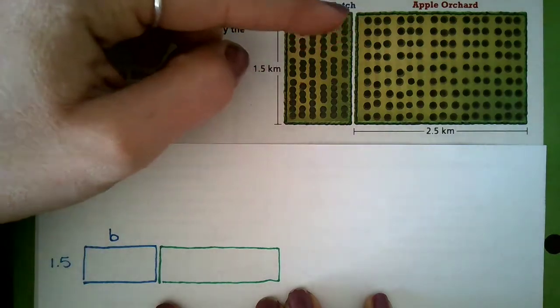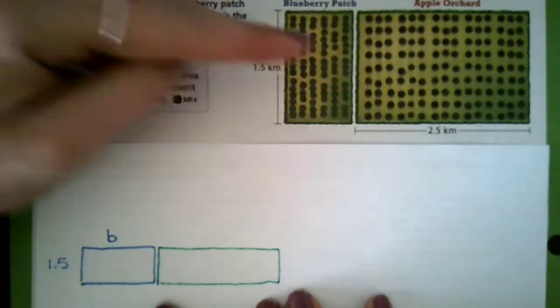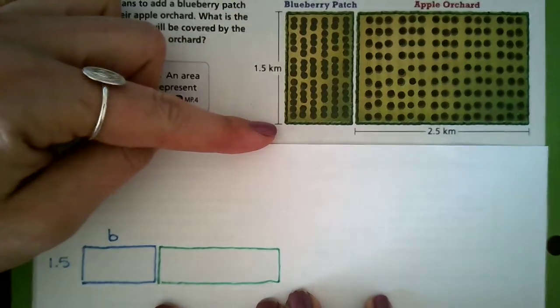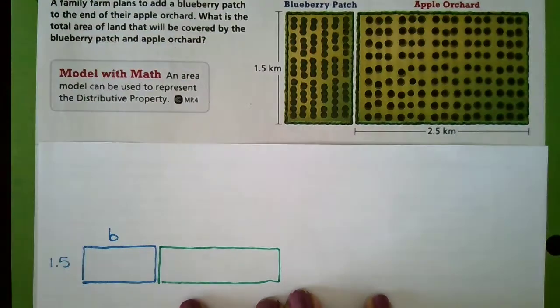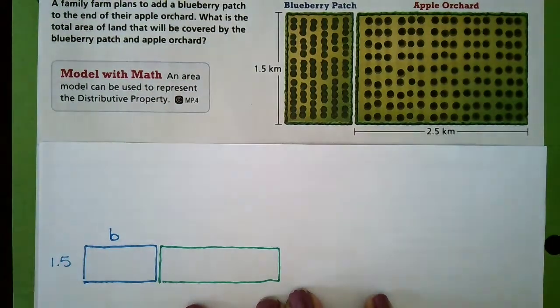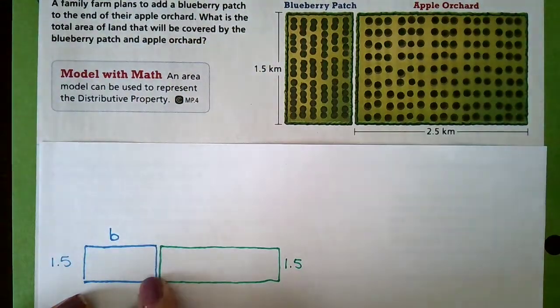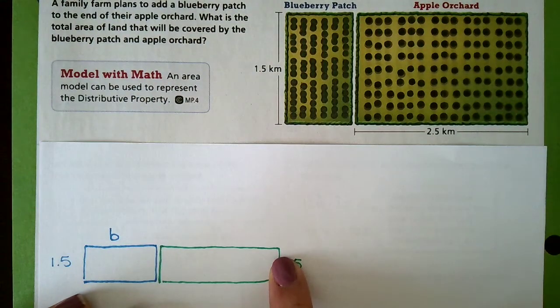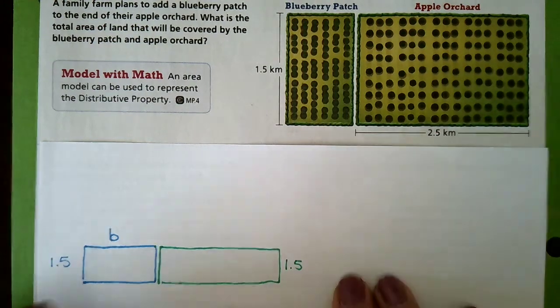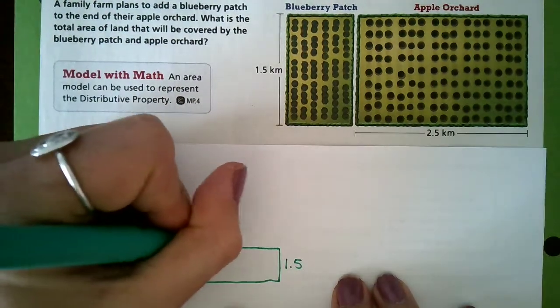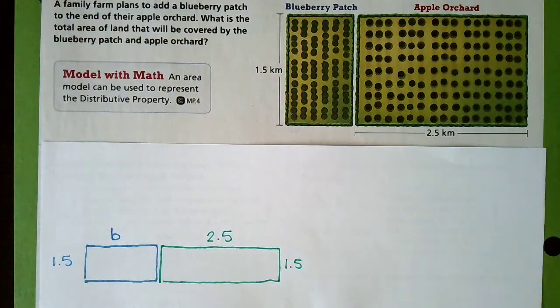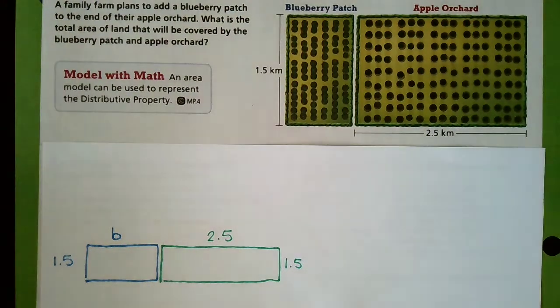For my apple orchard, we know that the length is also 1.5. It has the same length as the blueberry patch. So I could say this is 1.5 as well. And the width, I don't. Oh, no, actually I do know. It's 2.5. Okay. So there's kind of 2 different ways I could think about this.